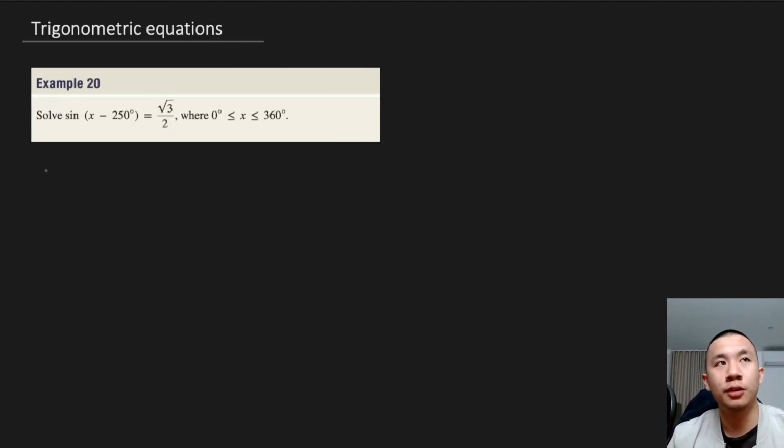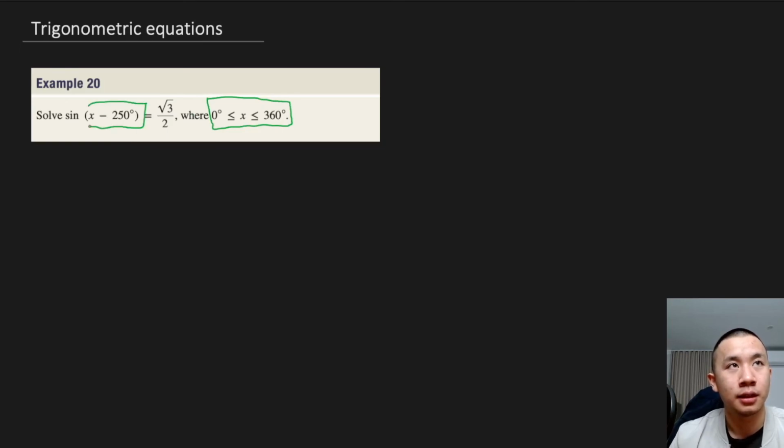Alright, here we're asked to solve for sine of (x minus 250) is equal to root 3 on 2. Now, to solve this, you want to change this so that it matches the angle inside the trig ratio. So what you can do is subtract 250 everywhere. So you get x minus 250, and this should be 110.